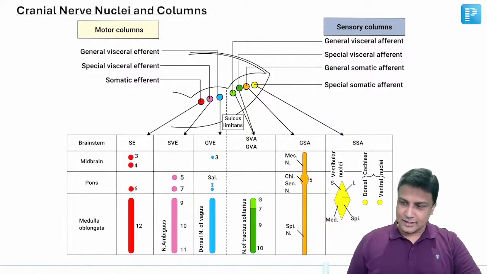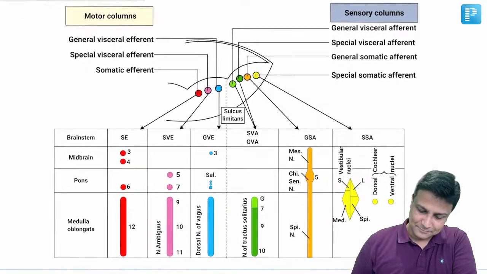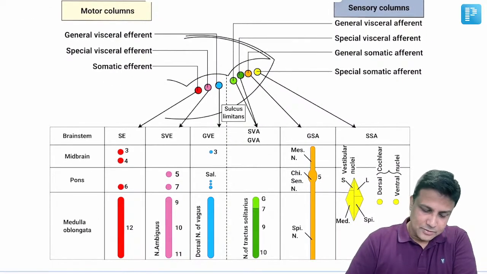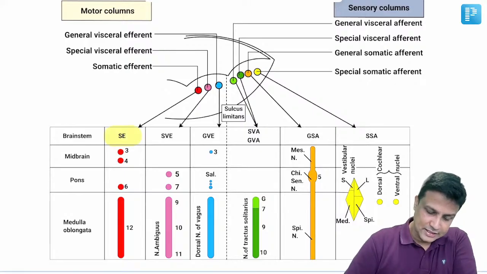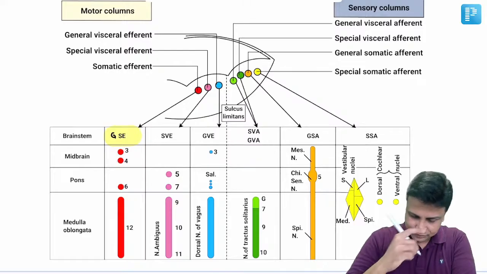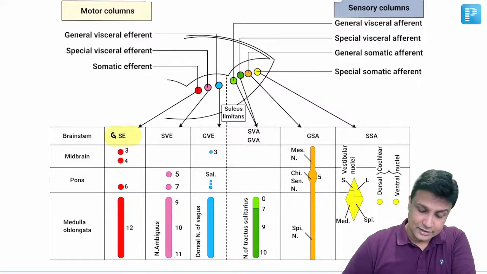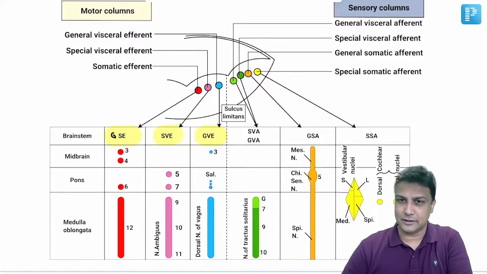Now, the moment you look at this table here, don't get confused here, my dear friends. There are three columns here, which are motor columns. This one will be your GSE, general somatic efferent. And then there'll be special visceral efferent here. And then there'll be general visceral efferent here. These three are like motor columns here.